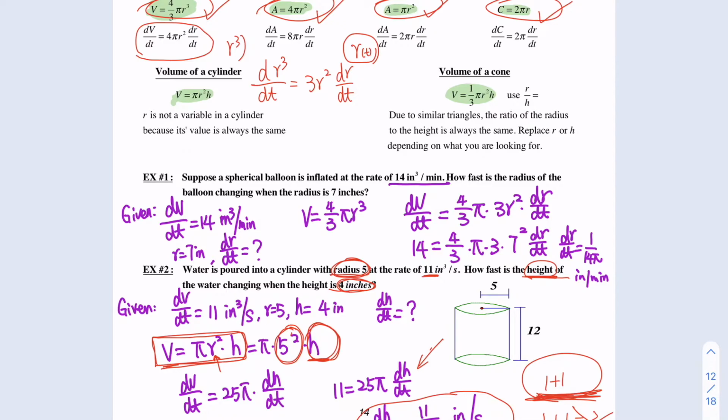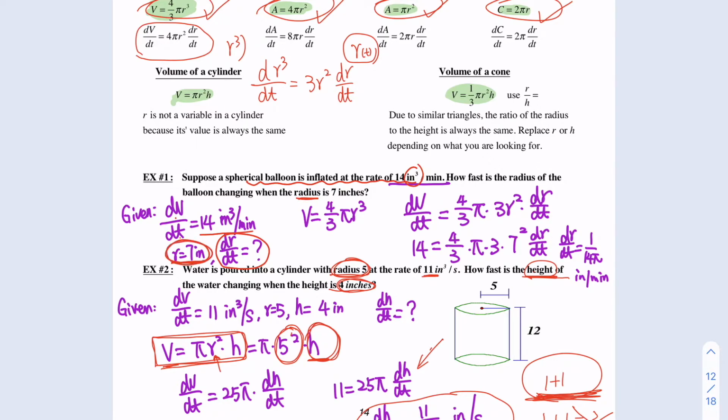Let's have a look at number one. Look at my steps, everybody. Suppose a spherical balloon is inflated at a rate of 14 cubic inches per minute. I'm going to convert this sentence: dV over dt equals 14 cubic inches per minute. That's given. How fast is the radius of the balloon changing? We are looking for dr over dt equals what, given the radius equals 7.